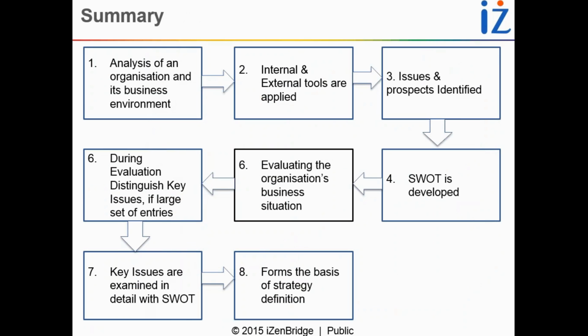This is a summary of using SWOT. First, you need to analyze the organization and its business environment. How can you analyze the business environment? You need to use some tools for that. For example, you can use PESTEL, you can use Porter's 5 Forces framework to discover external environmental factors. You can use mission, objective, strategies, tactics statements to analyze your internal strength and weakness.